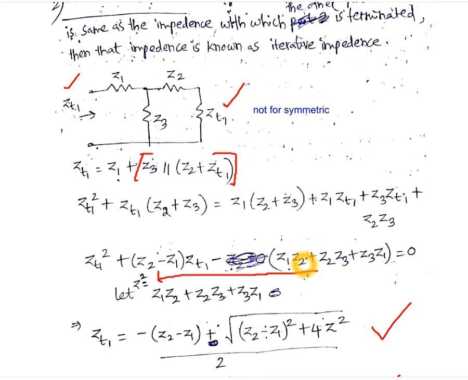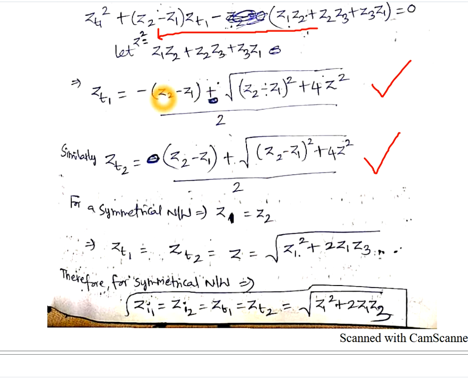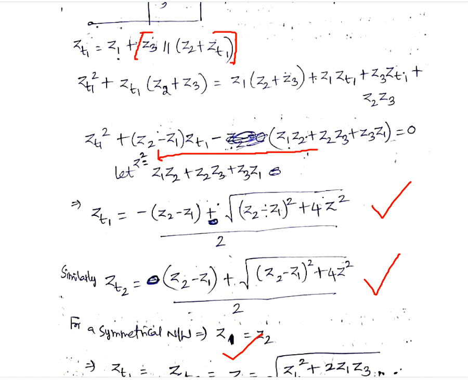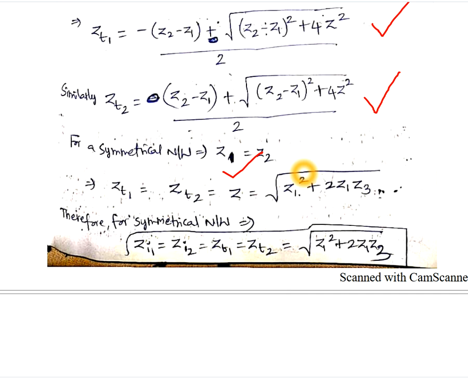For the symmetric case, we can consider the condition Z1 is equal to Z2. When you substitute Z1 equal to Z2, what do you get here? You will get Z, which is equal for ZT1 as well as ZT2. So both become equal to Z, and when Z square is this expression, Z will be the square root value, right? Fine. So this you can get for a symmetrical network.